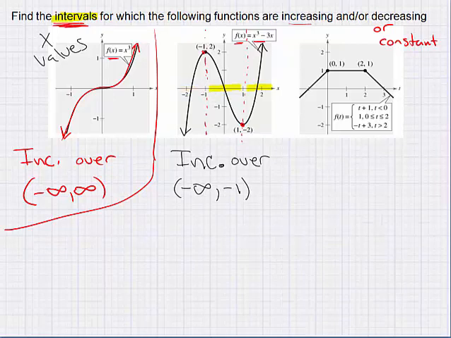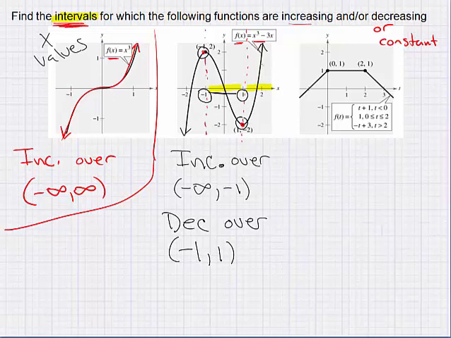Okay. Then from this point here to this point here, it's decreasing, it's going down. Well, what are the x values between there? Well, it's -1 to 1. Those are the x values for which this is happening. So I'm going to say it's decreasing over the interval from -1 to 1.